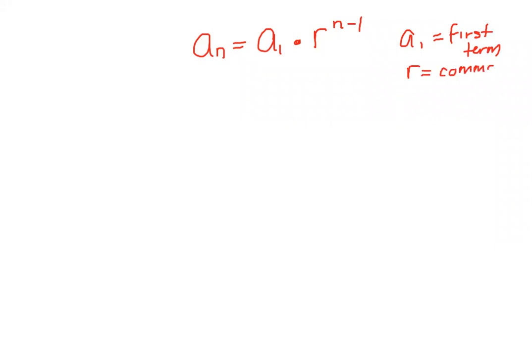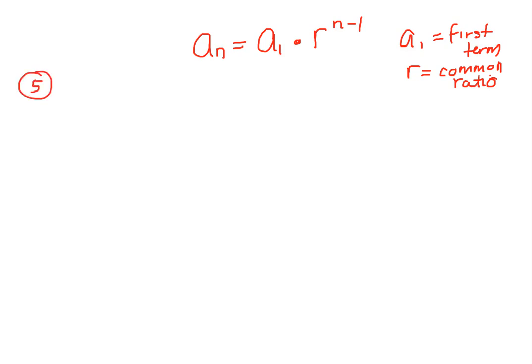Now our formula for finding the nth term is a_n equals a_1 times r to the n minus 1, where a_1 is the first term and r is the common ratio. This is going to give us an explicit formula in terms of n. So that's an explicit formula. All right, let's look at some examples here.